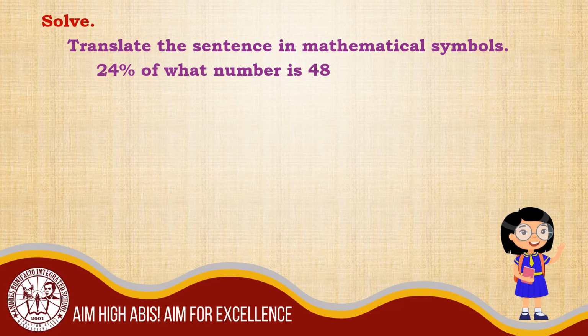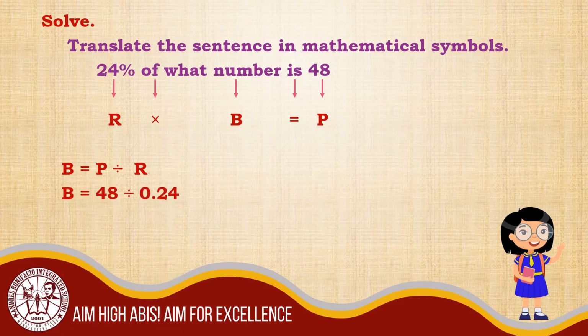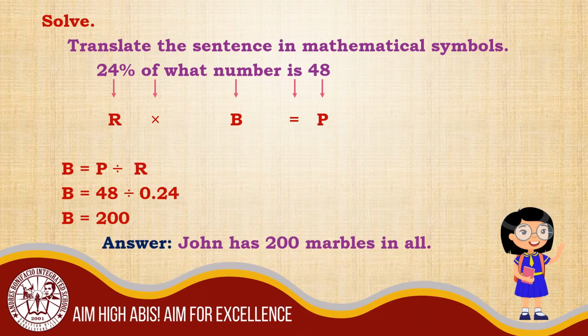Then identify the rate, base, and percentage. 24% is the rate. Of means multiplication. What number means the missing or the unknown. Is equal. 48 is the percentage. Applying the formula, base is equal to percentage divided by rate. Then substitute. Base is equal to 48 divided by 24 hundredths. Base is equal to 200. Therefore, John has 200 marbles in all.